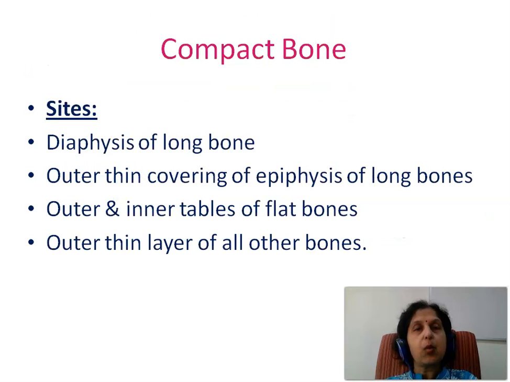What are the sites where we see compact bone? Diaphysis of long bone, outer thin covering of epiphysis of long bones, outer and inner tables of flat bones, and outer thin layer of all other bones.